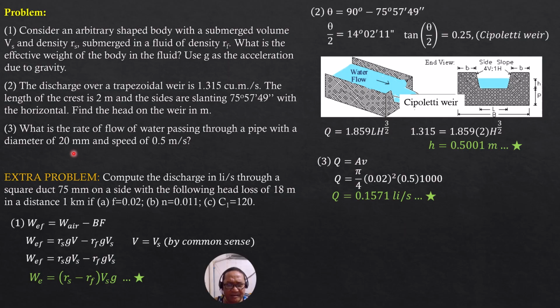Then number 3, what is the rate of flow of water passing through a pipe? So that's problem 3. Let's have this extra problem. Compute the discharge in liters per second through a square duct, 75 mm on a side, with a head loss of 18 meters in a distance of 1 kilometer, if the friction factor is 0.02, the roughness coefficient by Manning is 0.011, and the Hazen-Williams coefficient C1 is 120.